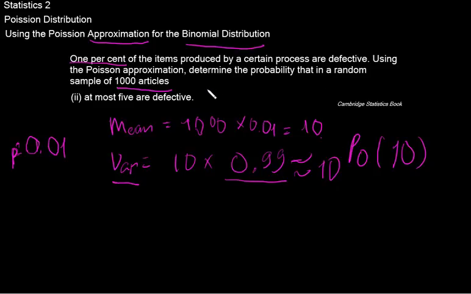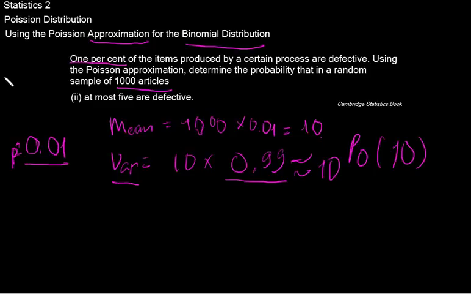So a sign to know when to use the Poisson approximation lies in the probability itself. If the probability is really small, like in this case it is 0.01, the mean and the variance will be so close that you can consider this to be a Poisson distribution. Right, so that is the sign.